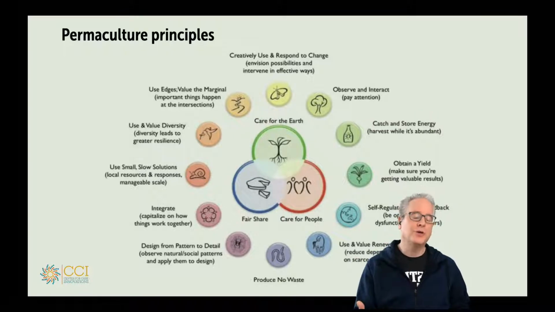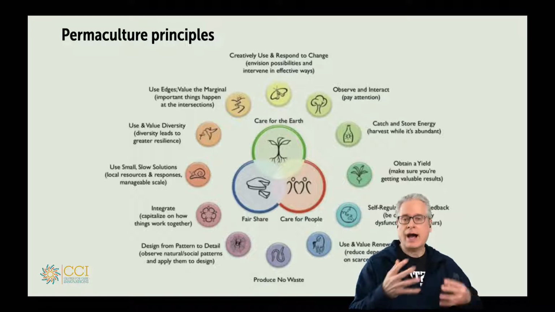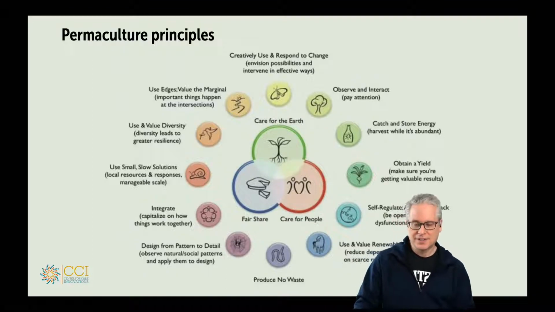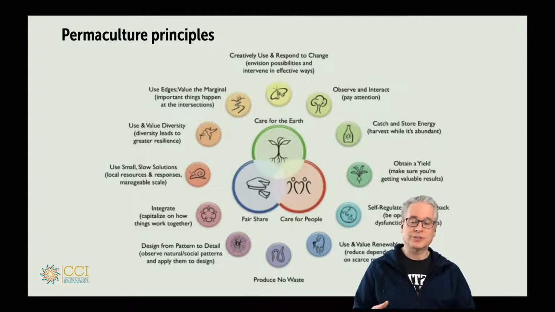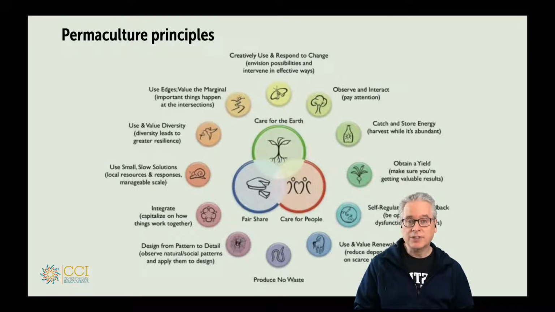Diversity is a huge principle of permaculture, and it's kind of ironic. It's obvious in nature that diversity is beneficial, and yet somehow in our human systems we tend to drive out diversity. Integrate. Use small, slow solutions, right? Start small, learn fast. These are principles that are very much in alignment with Catalyst.